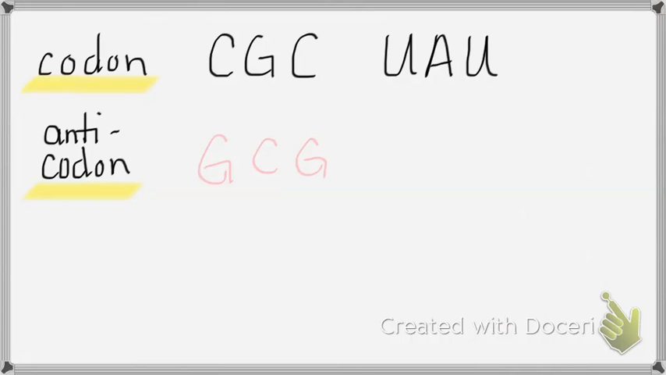Okay, do the next one for me. A, U, and what? A. Because you know A goes with U. Is it okay with that? We practiced that, everybody, at the top of page 143. If you want to look back and do some more practicing, top of page 143. We practiced making anticodons.